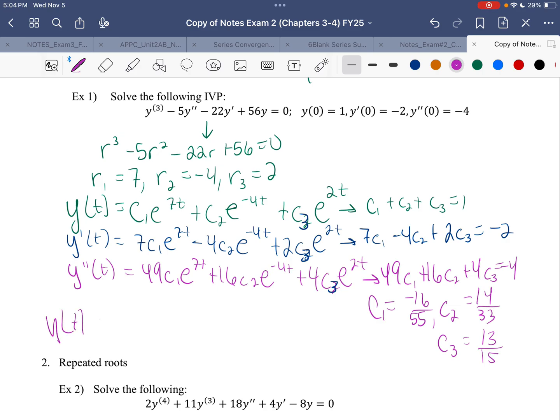y is equal to negative 16 over 55 e to the 7t plus 14 over 33 e to the negative 4t plus 13 over 15 e to the 2t.